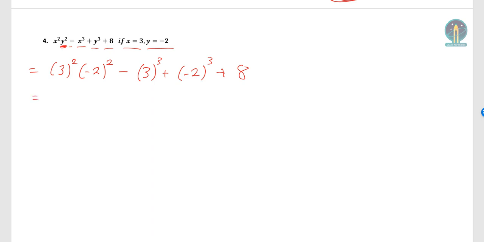Okay, now start evaluating all the exponents. So 3 squared is 9. Negative 2 squared is plus 4. Minus 3 cubed is 27. Right, so this is the same as 3 times 3 times 3. So 3 times 3 is 9. 9 times 3 is 27. Plus, right, we're here now, negative 2 cubed. So plus 2 cubed is 8. Negative 2 cubed is minus 8, right?